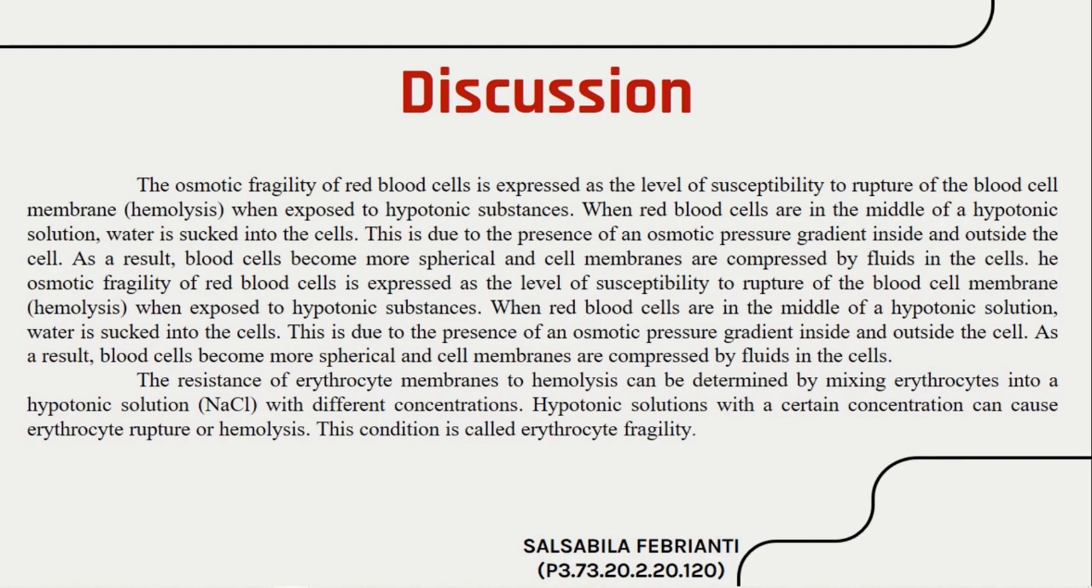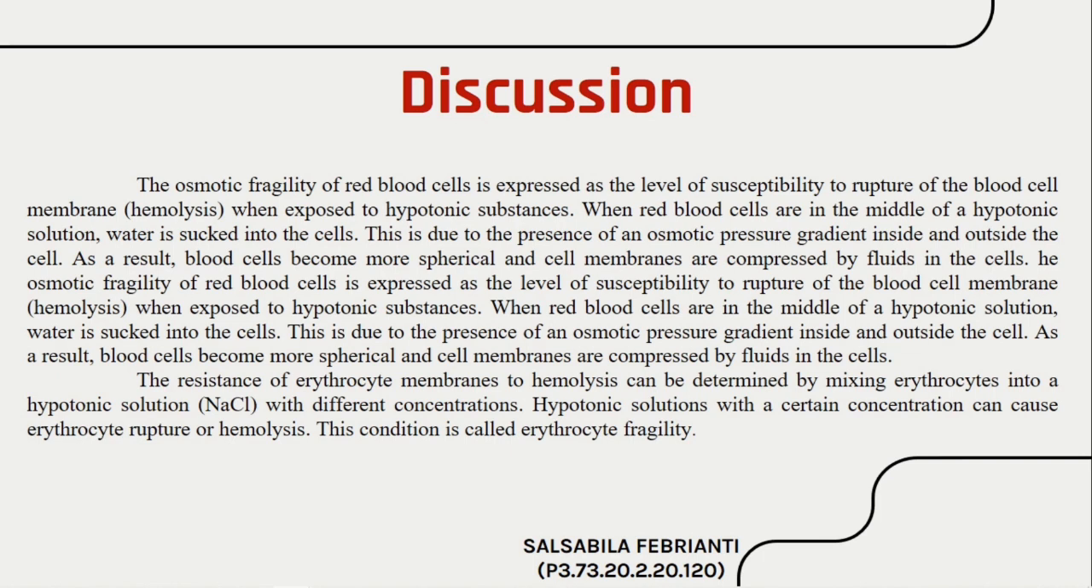Discussion. The osmotic fragility of red blood cells is expressed at the level of susceptibility to rupture of the blood cell membrane when exposed to hypotonic substance. When red blood cells are in the middle of a hypotonic solution, water is sucked into the cell. This is due to the presence of an osmotic pressure gradient inside and outside the cell. As a result, blood cells become more spherical and membrane cells are compressed by fluid in the cell.